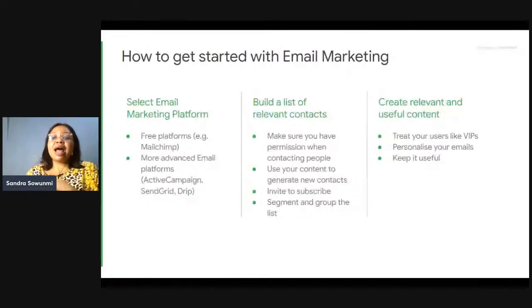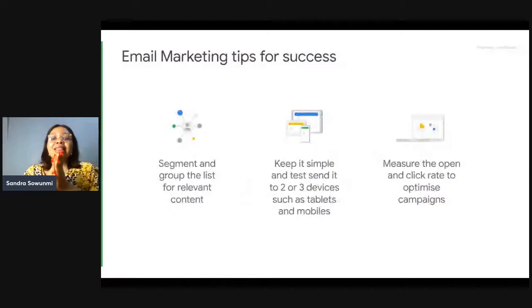Do you get? Now, lastly, create relevant and useful content. Treat your users like VIPs. Just so you know, people that are subscribed to your email list are ready to hear from you. They've given you permission to their inboxes. So they want to hear from you, and you need to treat them like VIPs. Then show some personality and keep it useful. Go straight to the point. Make sure that whatever email you are sending to them is of benefit to them. Do you understand?